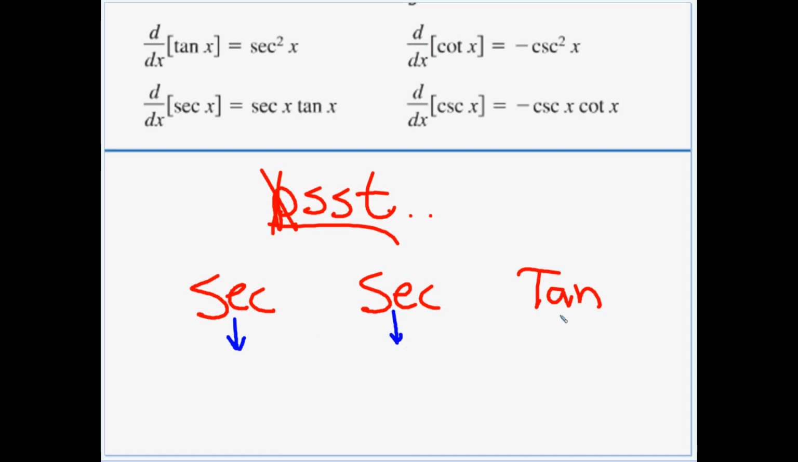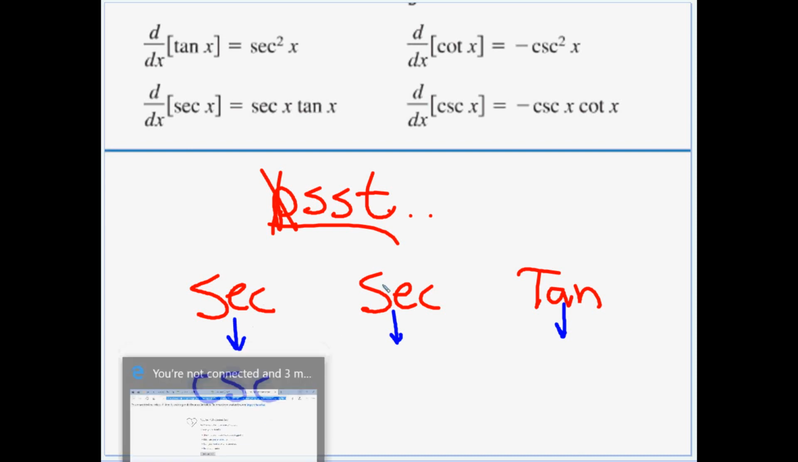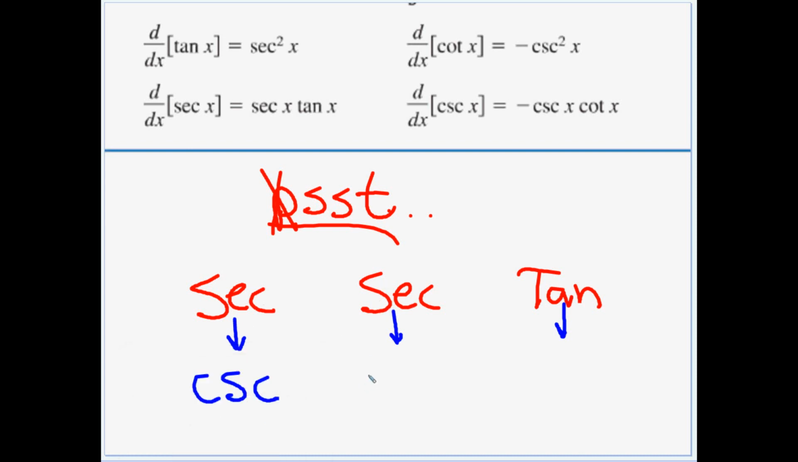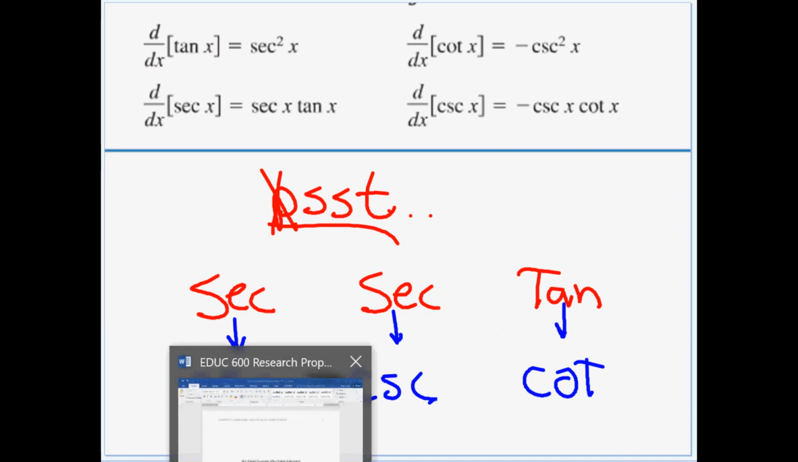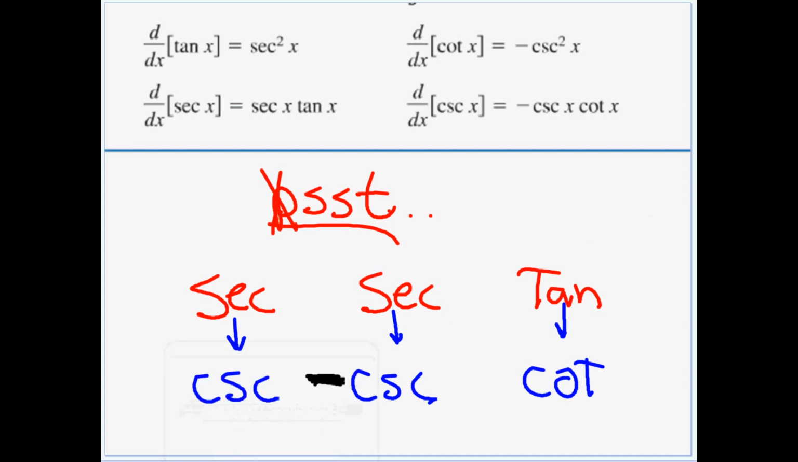Right below, we give them a co. Secant gets a co, that becomes cosecant. This secant gets a co, that also becomes a cosecant. This tan gets a co, which makes it cotan. So we do our secant, secant, tan, right below each, give them a co, and we have to remember to negate this middle cosecant. Now we've got a table. We can read it left to right or right to left.